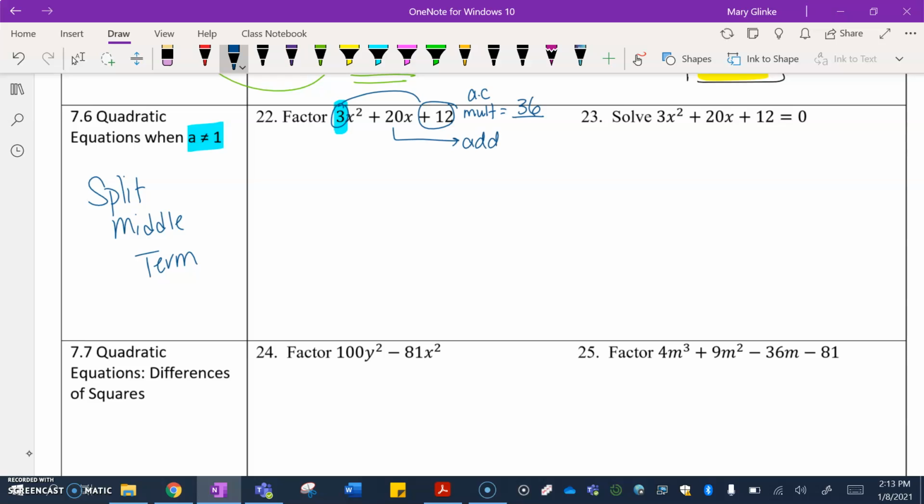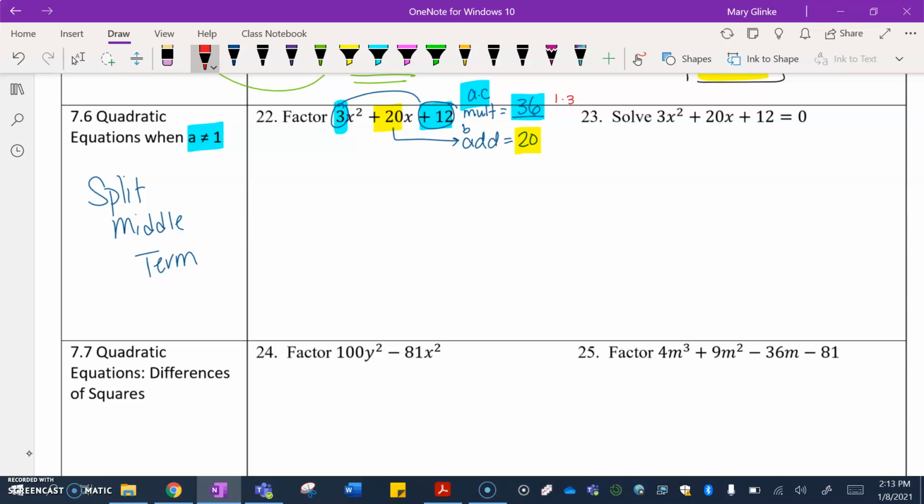The add portion is still going to be your B value, so in this case, it's 20. So A times C is your multiply number. Your B value is your add number. And so you list out your options. So what multiplies to get 36?